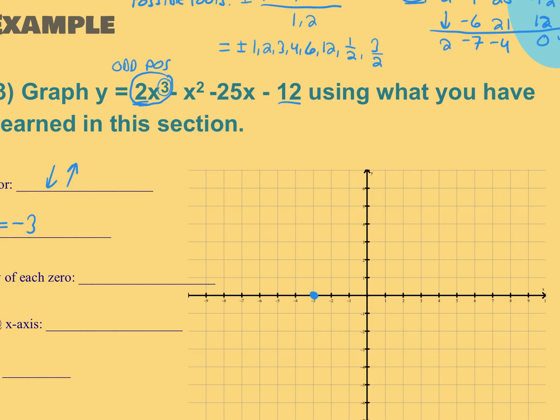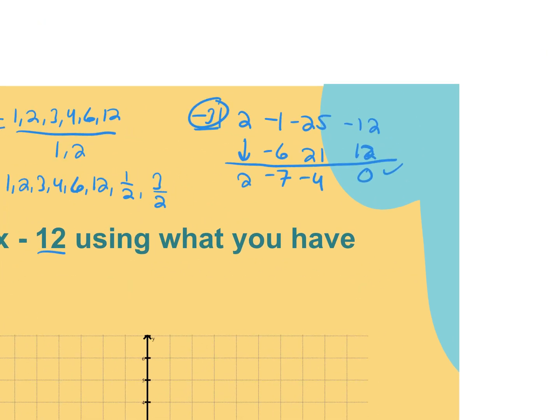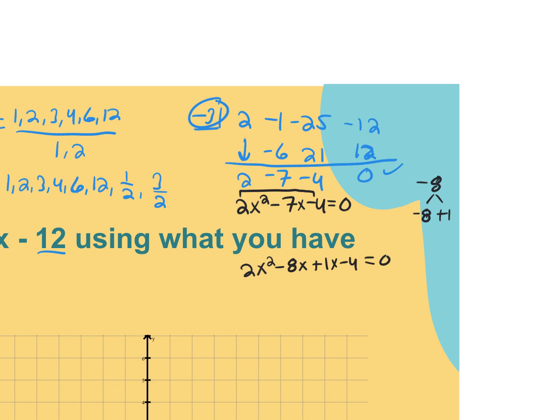So I'm going to plot that point. And then now with these leftover numbers, I would write it in quadratic form, so it would be 2x squared minus 7x minus 4 equals 0, and then you would factor, right? 2 times -4 is going to get you -8, and then factors of -8 that add to -7 are a -8 and a +1. So I know that this is going to be 2x squared minus 8x plus 1x minus 4 equals 0, and then you can solve it by grouping.